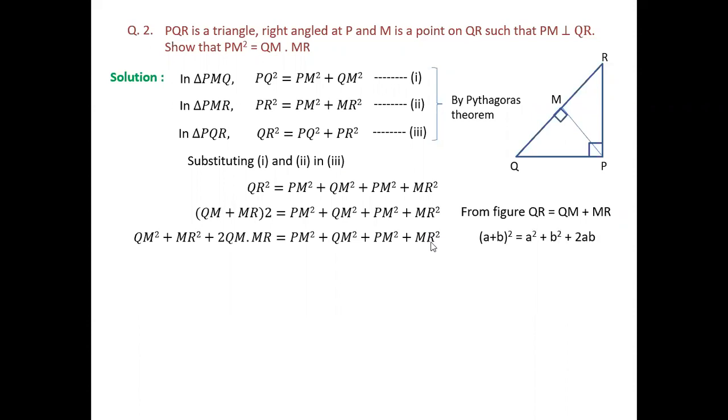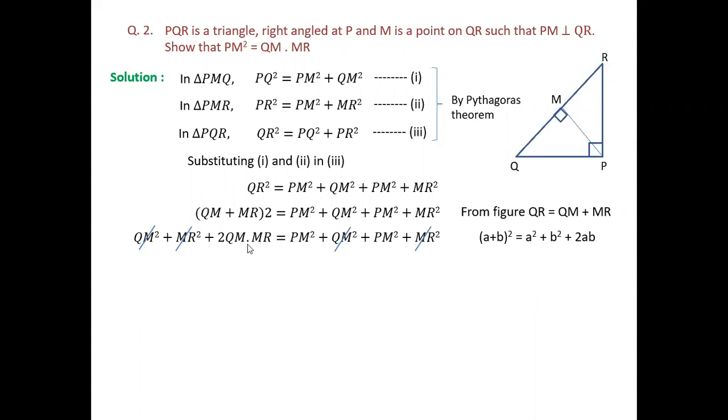Now, so how we are done? A plus B whole square is equal to A square plus B square plus 2AB. Now, if you see here, QM is here. So this cancels with this. MR cancels with MR.